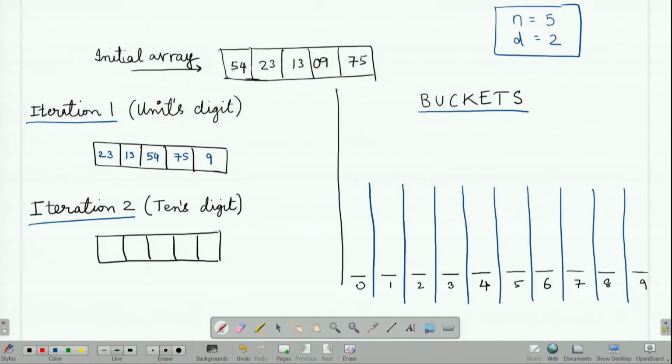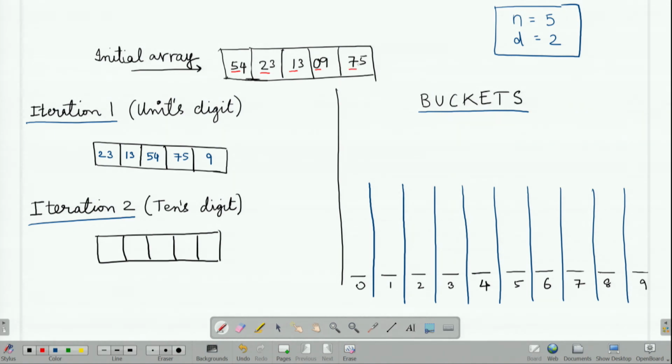Now that we have completed the first iteration with the units digit, we move on to the next significant digit, that is the tens digit. So here if you see in the array, we have 5 from 54, 2 from 23, 1 from 13, and make note of this that we have prepended 0 to 9 because there is no significant digit after that, but since we have to consider the element, we prepend zeros as many as required to serve our purpose. So we consider 0 from 9 and 7 from 75.